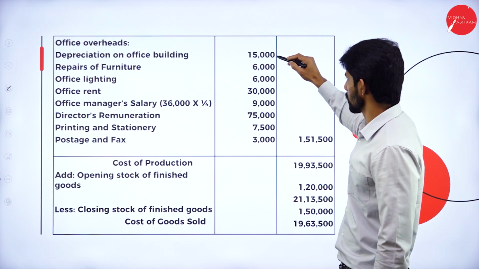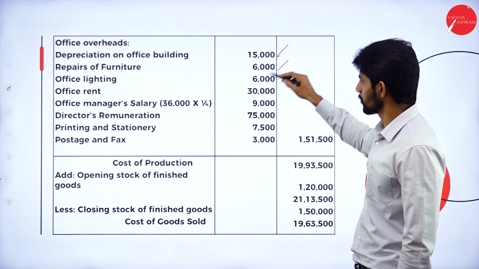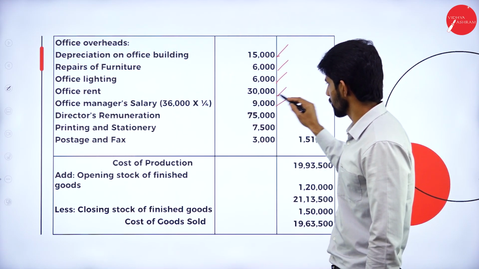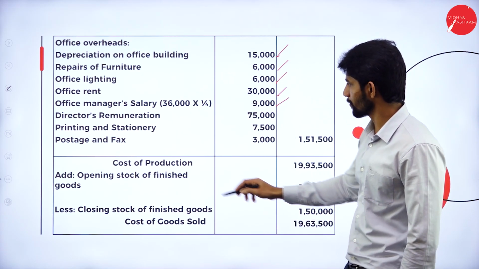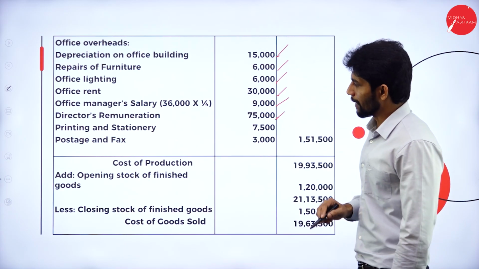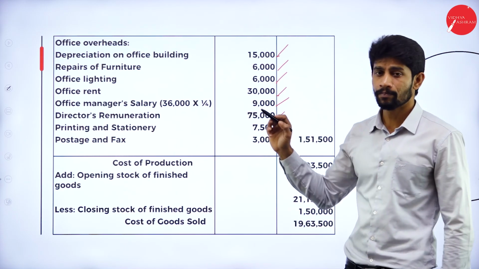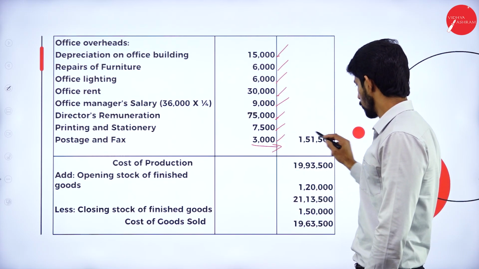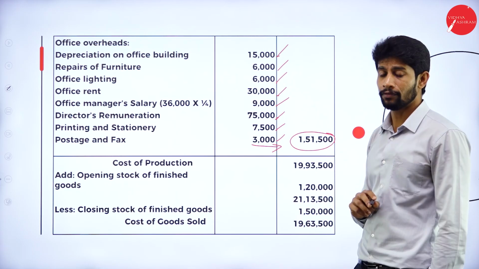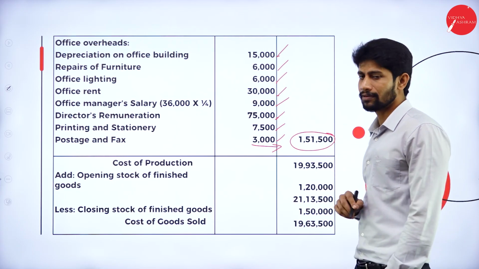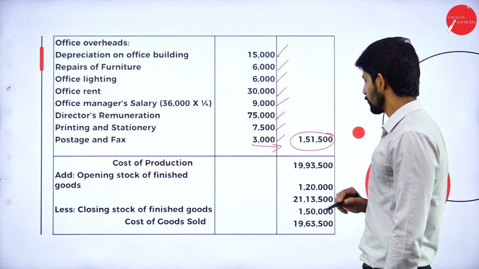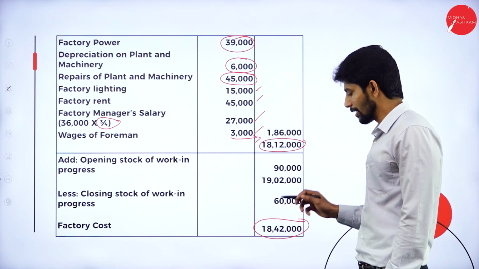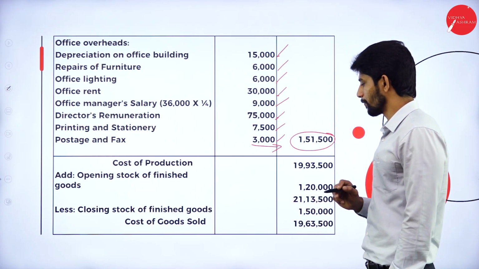Next, add office overhead. In that, depreciation on office building, repair of furniture, office lighting, office rent, office manager salary, that is 1/4, you will get 9,000, and director's remuneration, printing and stationery 7,500, postage and fax 3,000. Total this inner column and take it to outer column, you will get 1,51,500. So add this value with this 18,42,000.